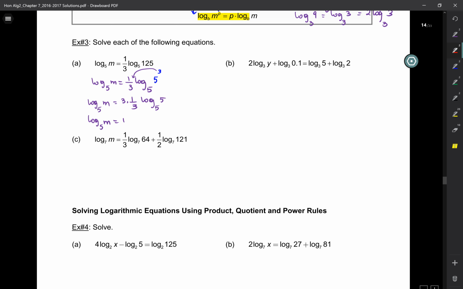And how much is this? That's 1, right? Okay, so now, what would m be? 5. And now you plug it in to make sure that it works, right? And in this case, it does work. Okay, so let's do another one.